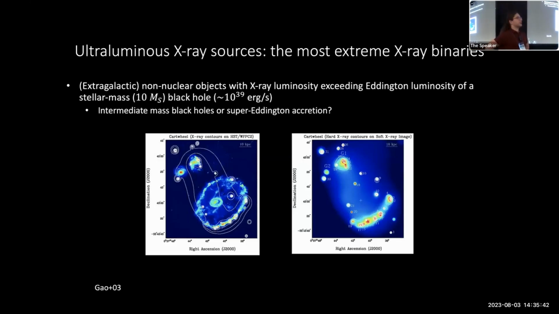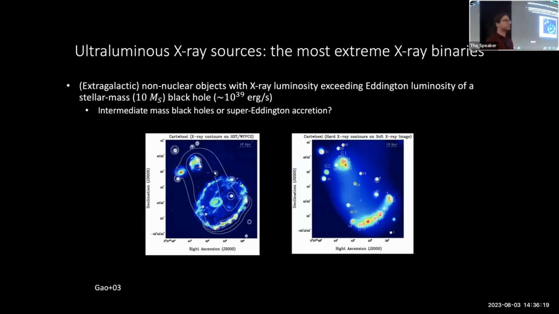And then in the 80s, with Einstein Observatory, it was found that some of these X-ray binaries are much brighter than the ones that we see in our galaxy. Here is an example from the Cartwheel galaxy, which is, I think, a merger, and it shows vigorous star formation. And when we look with Chandra CCD in the X-rays, we see many very bright X-ray sources, some of which exceed the luminosity of 10 to 39 ergs per second, which is the Eddington luminosity of a standard stellar mass black hole.